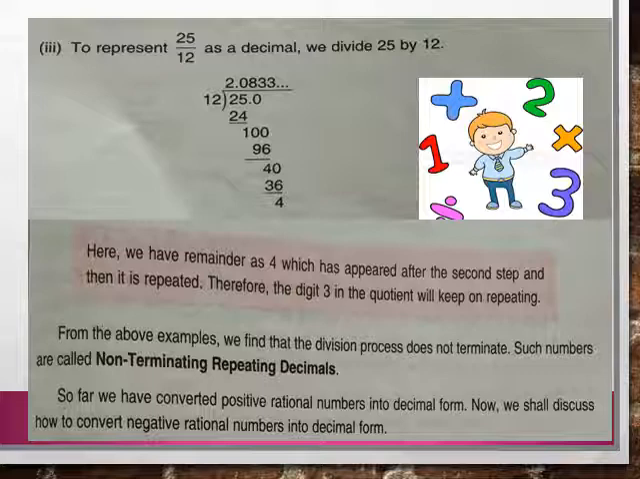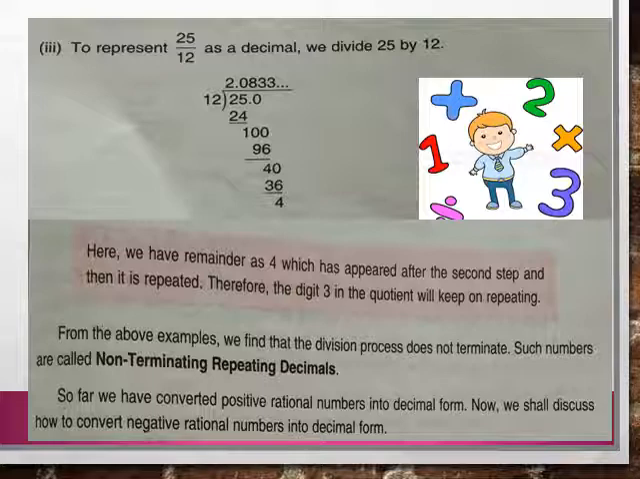We have seen three different cases of repeating. In the first one only a single digit is repeating. In the second question the whole block is repeating, and here it is not the block that repeats, but after some digits only a single digit is repeating. So from the above examples we find that the division process does not terminate. Such numbers are called non-terminating repeating decimals. Non-terminating means the remainder never becomes 0, and repeating decimal means some digits in the quotient are repeating, whether it is a block or a single digit doesn't matter.